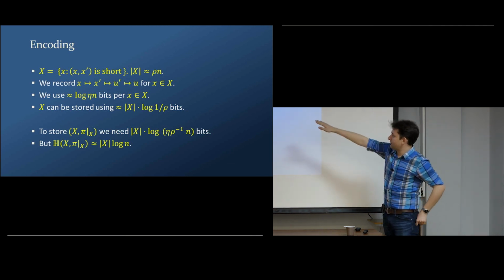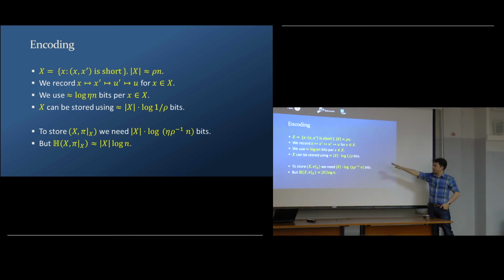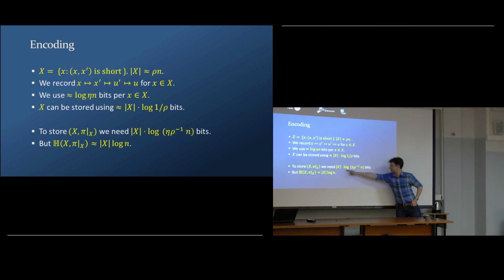And so for vertices in X, we can record the mapping from x to x prime, then to u prime, to u. For every vertex, we need roughly log eta n bits. Now, to store X itself, the entropy of a random set of size rho n is approximately equal to the size of the set X times log 1 over rho. And so together, to store that set X, a subset of vertices in H, and the restriction of the mapping pi from those vertices to G, we need this number of bits: the size of X times log eta rho to the power of -1 over n.